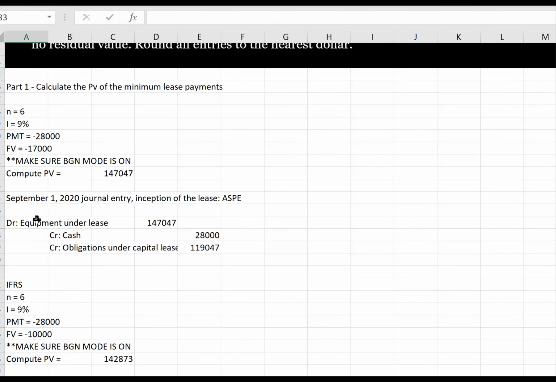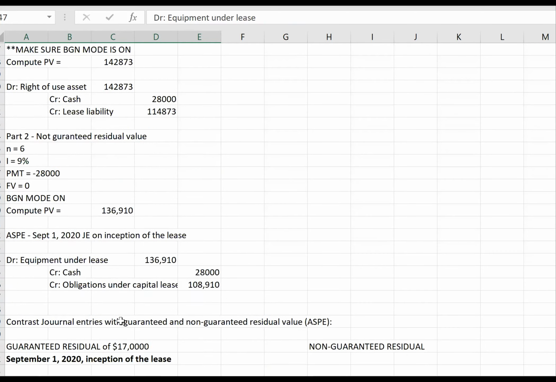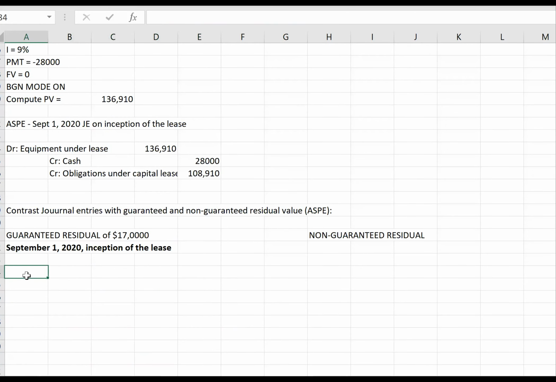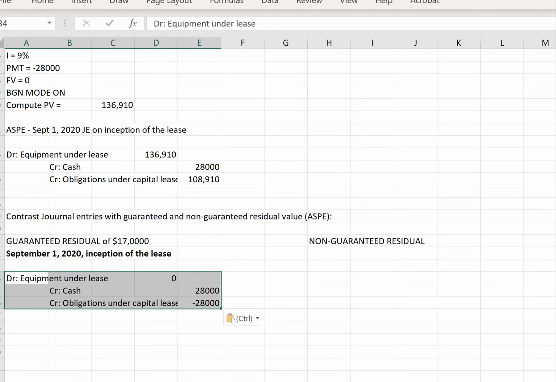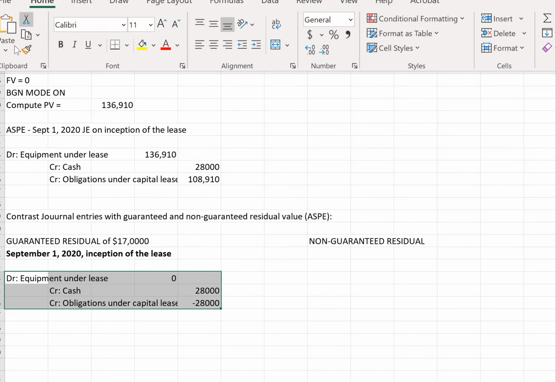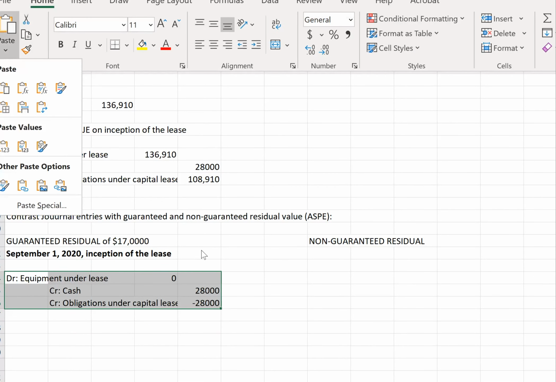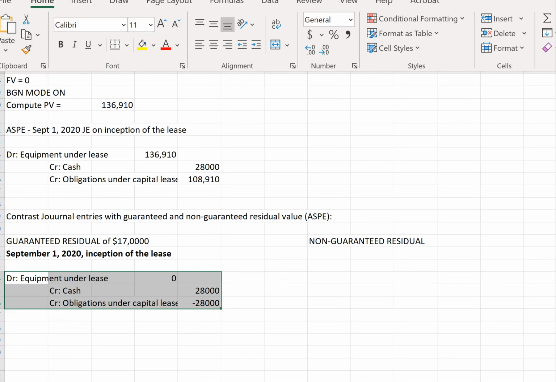So this is our entry with the guaranteed residual value of the 17,000, remember? So let's put this down here. Okay. Let's figure out how to do this. Let me just fix this.